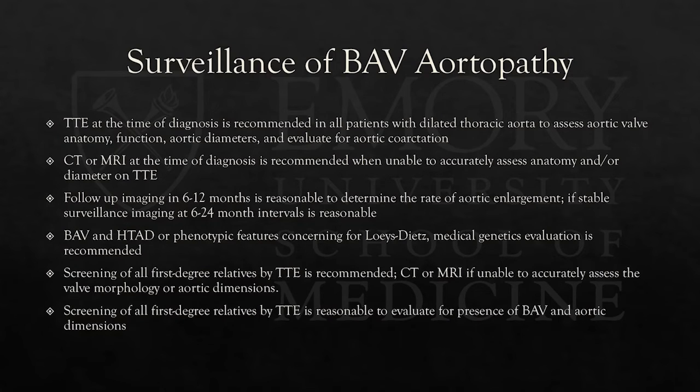Now, if we think about bicuspid aortic valve disease without aortopathy, then that screening of family members is a 2A recommendation. So it's reasonable to evaluate those patients' family members starting out with echo and then CT or MRI if needed.